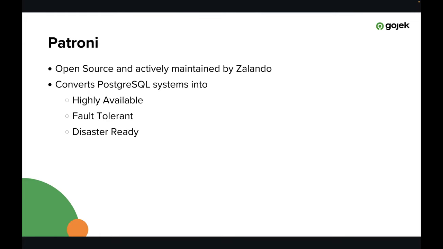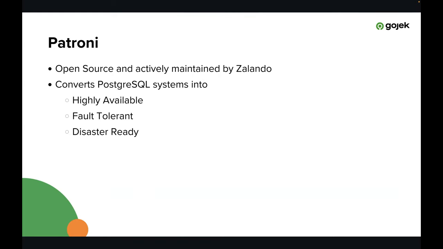Patroni is an open source library written in Python, and it's actively maintained by Zalando, which is a European fashion brand, I think. They have maintained that library for a long time, and we have worked on contributing a few things to it as well. It converts a Postgres system into a highly available one, gives you five nines of uptime, and makes it fault tolerant so that you would not face the issue I described before, and makes it disaster ready in case one of the zones goes down.